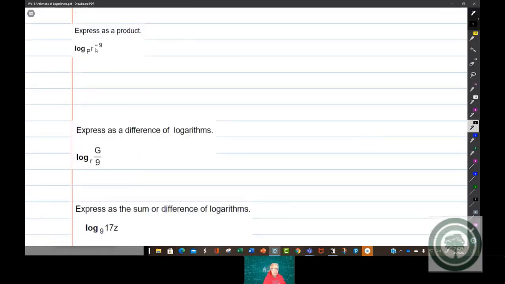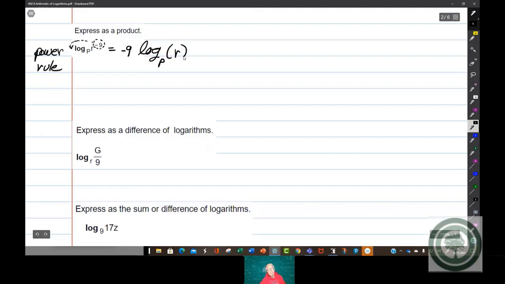Ooh, we've got a power, so it must be the power rule. I always thought of this as being the really strange one, because you take the exponent and bring it down in front. So you're going to have negative 9 times log base p of r. And that's all there is to that.